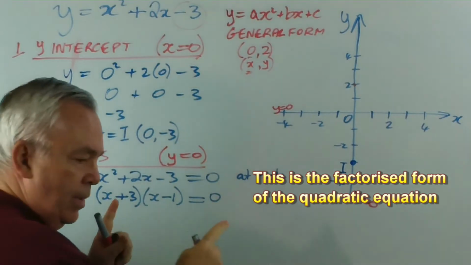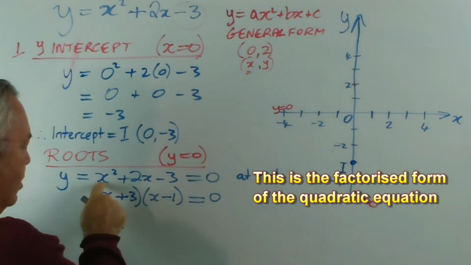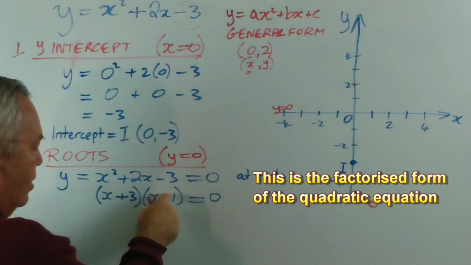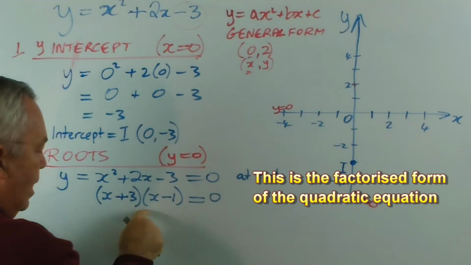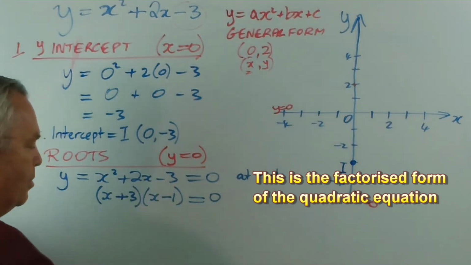If you know how to multiply these binomial products, x times x gives us our x squared, and we get an x times minus 1 is a minus x, plus 3x gives us the 2x, and 3 times minus 1 gives us minus 3.